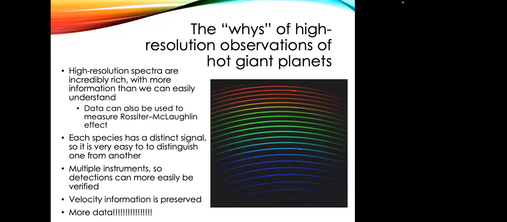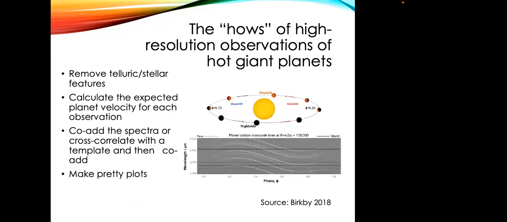Velocity information with high-resolution data is preserved. And I'm going to talk a lot about this throughout the talk. But most of these spectrographs are good to 1 to 2 kilometers per second. And we can use that information to do a lot of really interesting things. And I'm an observational astronomer. In my opinion, more data is always a good thing. So, yeah. All right. So I've talked about the whys of high-resolution spectroscopy. I'm going to talk a bit about the hows.